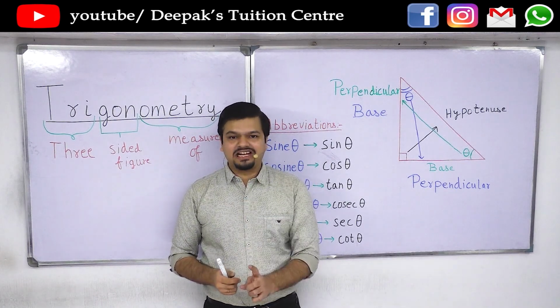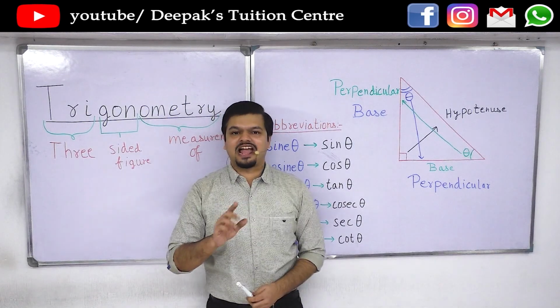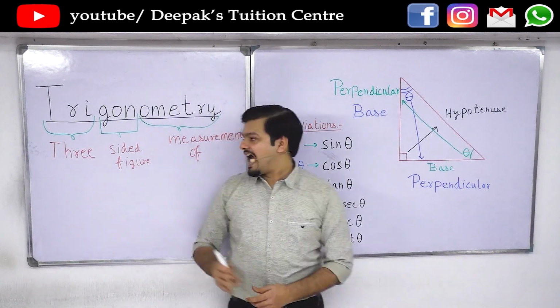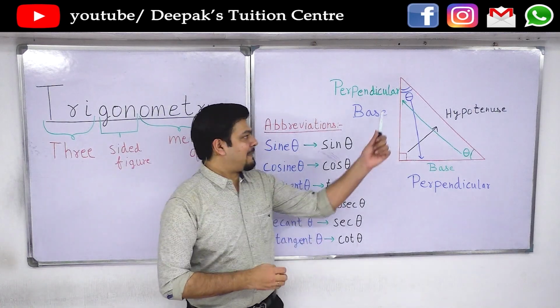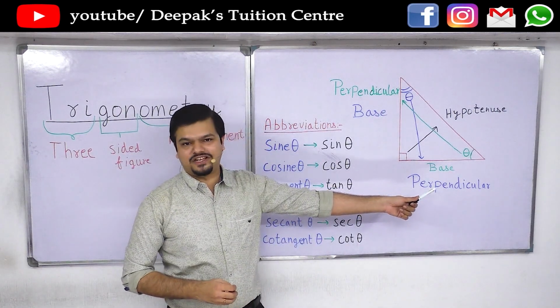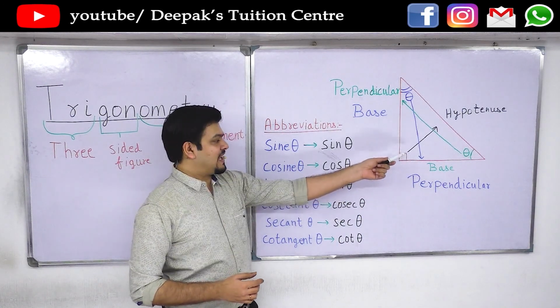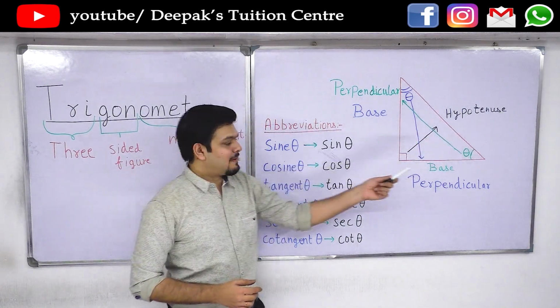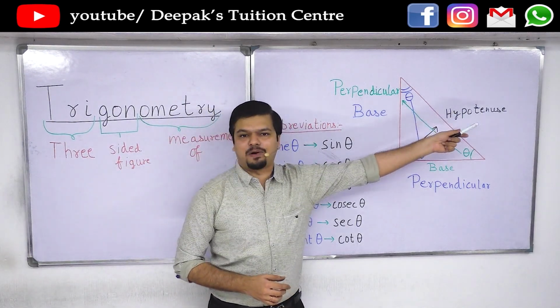But the only triangle that matters in trigonometry is a right angle triangle. No other triangle works for trigonometry. And even in a right angle triangle, we have to be very specific about the perpendicular and the base that we choose. But we obviously know that in a right angle triangle, we can always find the hypotenuse by locating the 90 degree, and the side opposite to the 90 degree is the hypotenuse.